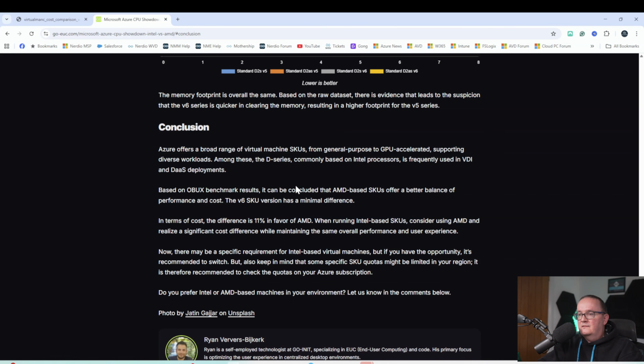Based on the results, AMD SKUs offer a better balance of performance and costs, right? With the VSKU difference being a minimal difference. In terms of cost, the difference is 11% in favor of AMD. So yeah, that's generally the same kind of results that we came to as part of our testing as well. Definitely seems to be in favor of the AMD. Yeah, hats off to AMD. They've done a great job here.